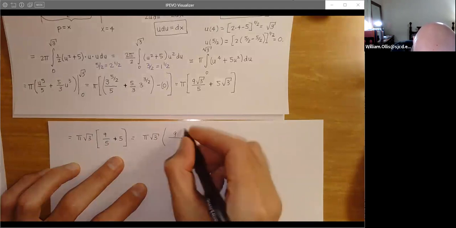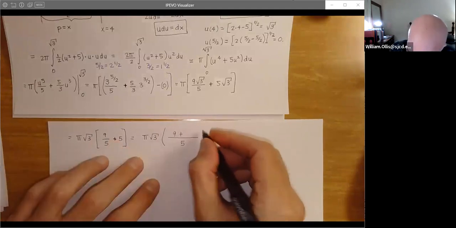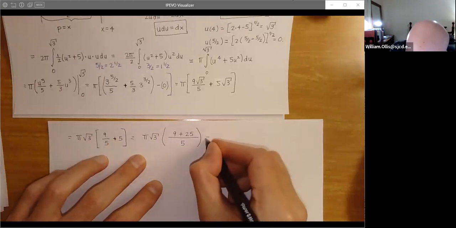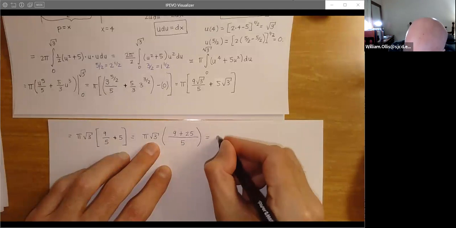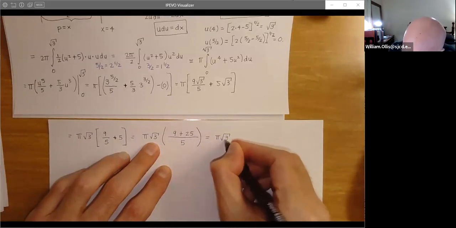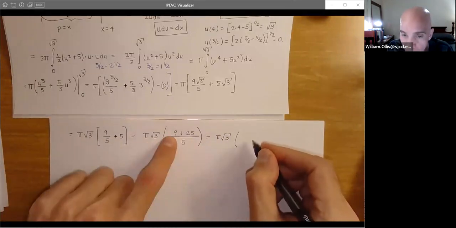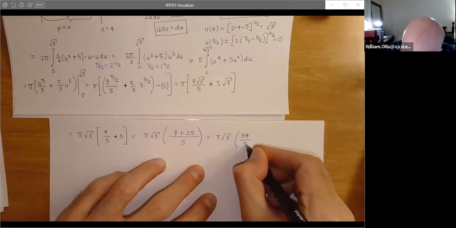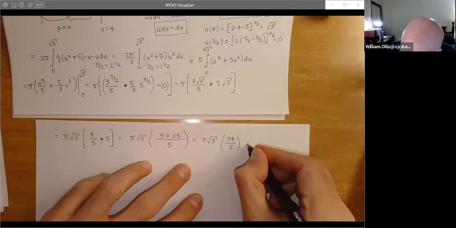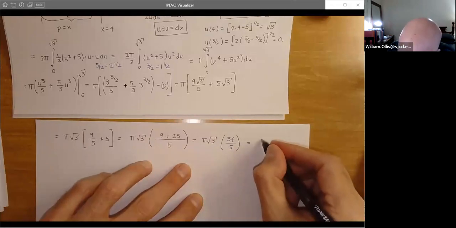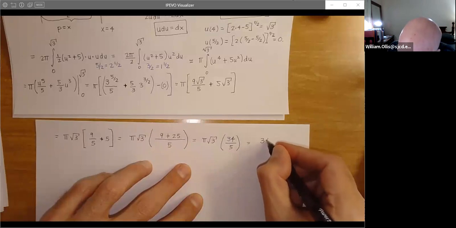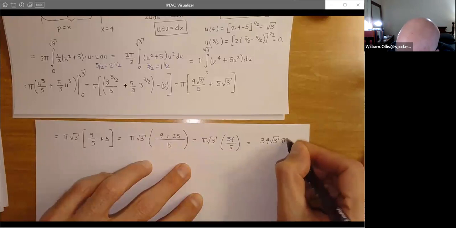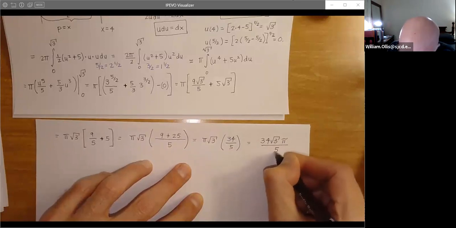So we have a 9 plus, and of course, a 5 times a 5 is a 25. So now this gives us a pi times the square root of 3. And then, of course, the 25 plus the 9 gives us a 34, then divide by 5. And then we can make this look a little bit neater. So we have 34 root 3 pi divided by 5.